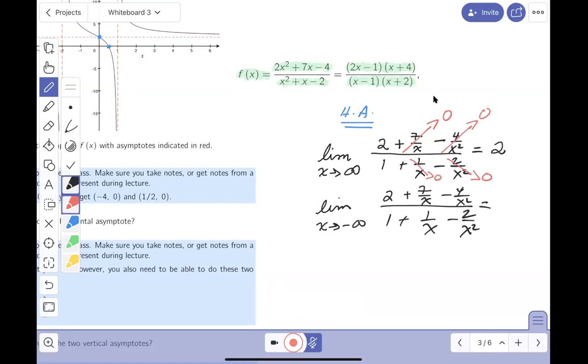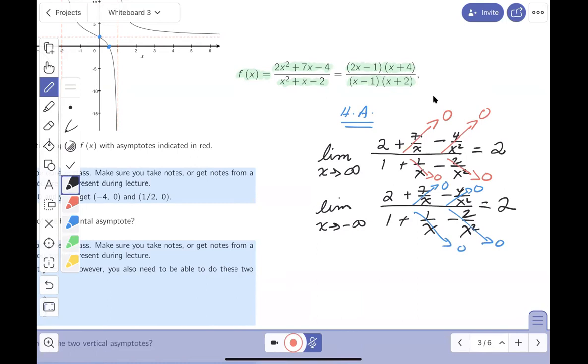Let's do the other one, a little more difficult. What am I going to say? Minus infinity? Well, you know what? It's not much more difficult because you're taking the number 7 and dividing by an incredibly large negative number. It's still going to go to 0. This is going to go to 0. This is going to go to 0. And this is going to go to 0. All right. What do you get over there? 2 divided by 1, which is 2.